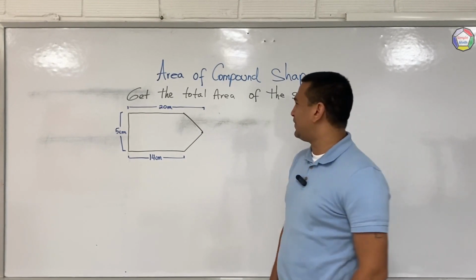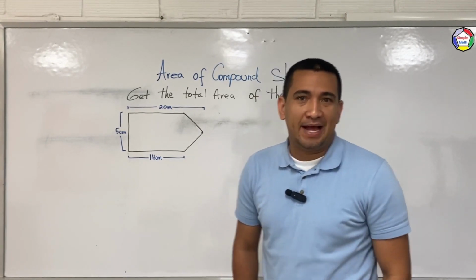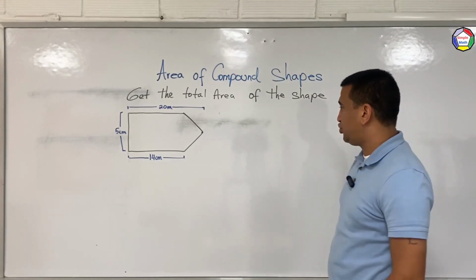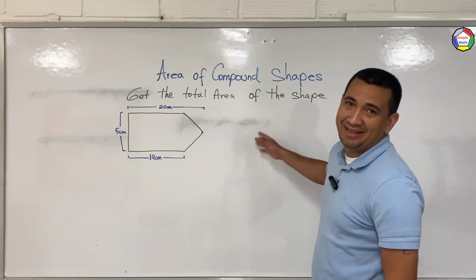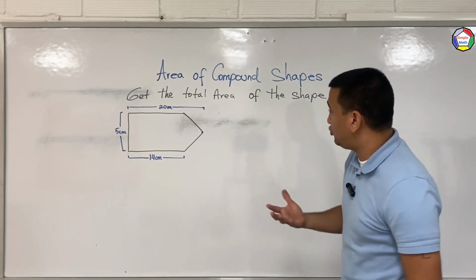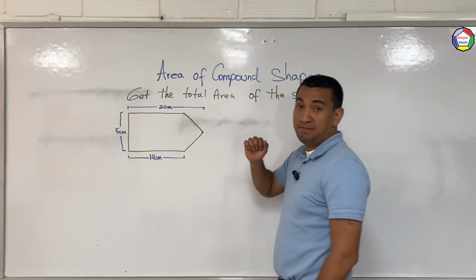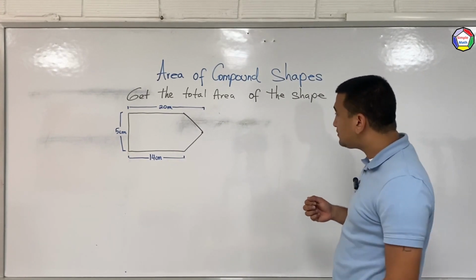In this video I'm going to solve an exercise about area of compound shapes. Get the area of the full compound shape. This is a compound shape because it's made by two shapes. And I will explain that.